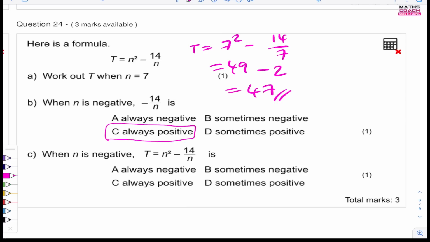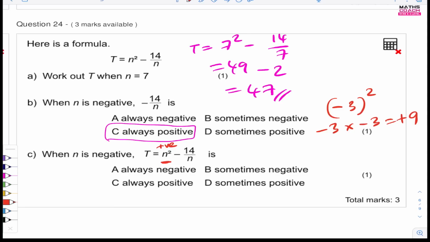Okay? So part C, when n is negative, T is equal to n squared minus 14 over n. Is this always negative, sometimes negative, always positive, or sometimes positive? So let's go ahead and look at what happens when you put a negative in there. Well, you're squaring this part, right? So whenever you do a negative squared, let me just give you an example of this. If you do any number which is negative, so let's say negative 3, and you square it, it's simply minus 3 times minus 3. And the two negatives, when you multiply, becomes a positive. So it's a positive 9. 3 times 3 is 9, okay? And it happens with every single number. So this part of it will give us a positive value.